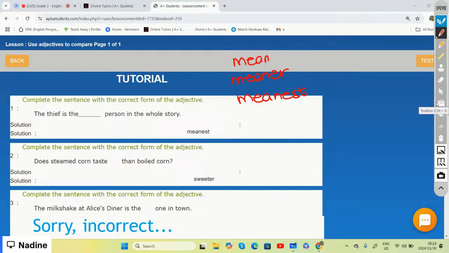And if we were to choose the correct option, yes, we can say that the thief is the meanest. Because remember, we are comparing him to basically everybody in the whole story.